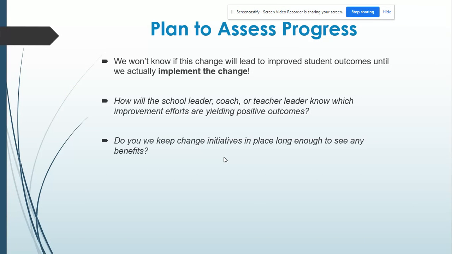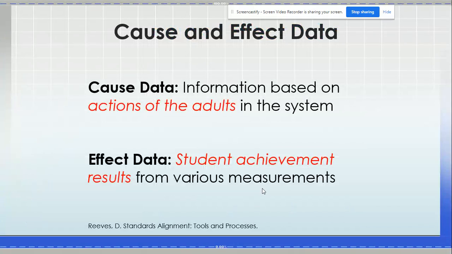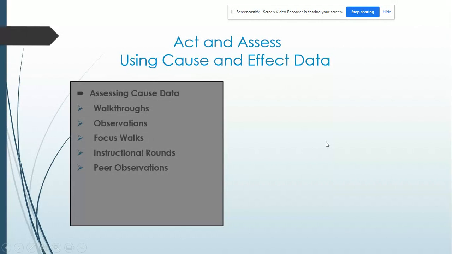Well, you certainly can't throw the baby out with the bathwater. I've heard that statement all my life, but that's what it means. You have to give it a chance, and you can't keep switching gears until you know if something is working or not. To gather more data, you have to look for cause data and effect data. Cause data is information based on actions of the adults in the system, and effect data is student achievement results from various measurements.